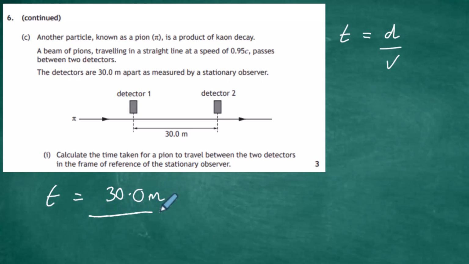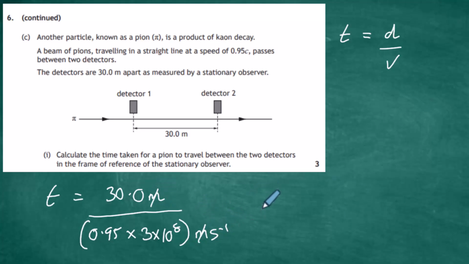And we divide that by its speed, and its speed is going to be 0.95 c. So we have to put a bracket around and go 0.95 multiplied by the speed of light c, 3 times 10 to the power 8, and that'll be metres per second. You can see the metres cancel and the seconds is up to the top, so we've got the correct formula. So we plug that into a calculator, we get an answer of 1.05 times 10 to the minus 7 seconds.